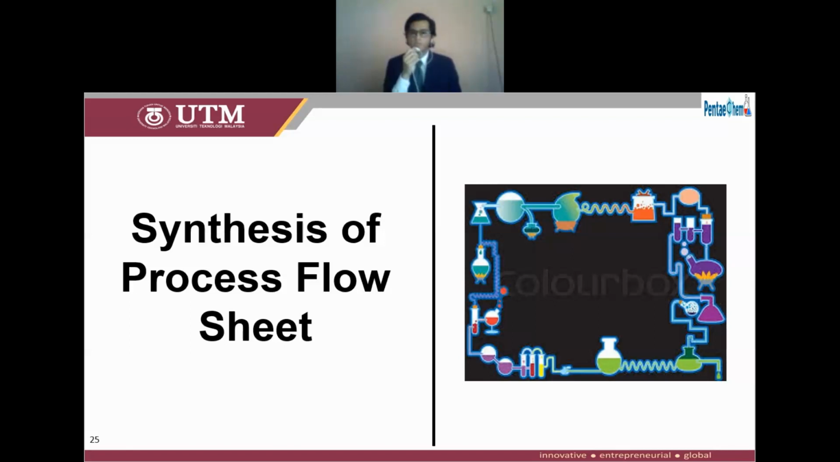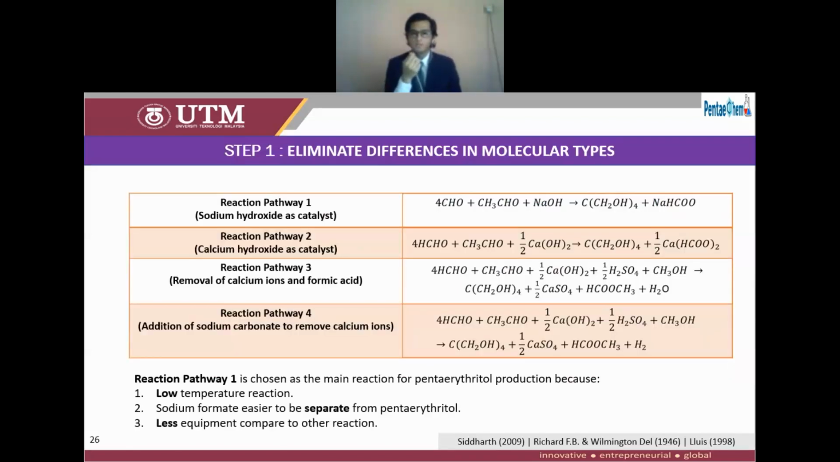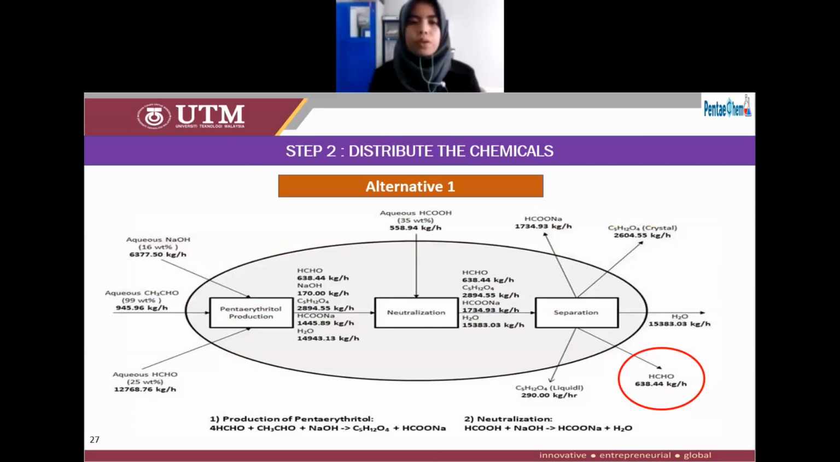Synthesis of process flow sheet. Next. Step 1, eliminate difference in molecular types. Based on our literature survey, there are 4 reaction pathways available for the production of pentaerythritol. So we choose reaction pathway 1 because it has a low temperature reaction, sodium formate is easier to separate from pentaerythritol, and less equipment will be used compared to the other reactions.